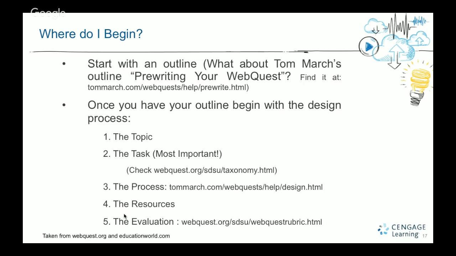And so it's webquest.org/sdsu/taxonomy.html. Okay, the process. If you want to know how to design the process correctly, you can go as well to tommarch.com/webquest/help/design.html. Then you go with the resources. You're going to go and look for the links that the students are going to use. Remember, that is your process. It is not the student's job to look for the links. It's your job. So you're going to find the resources, and you're going to talk about the evaluation.